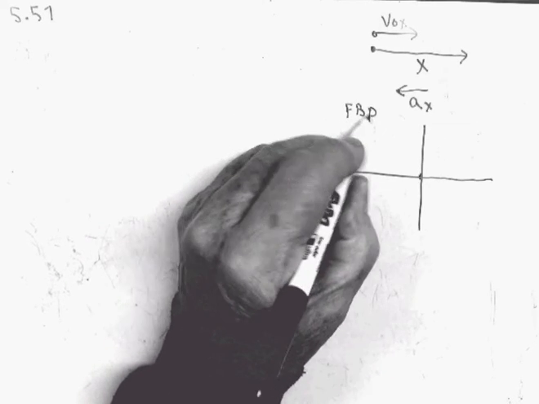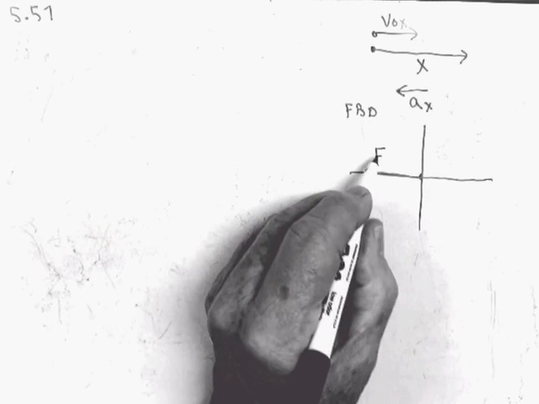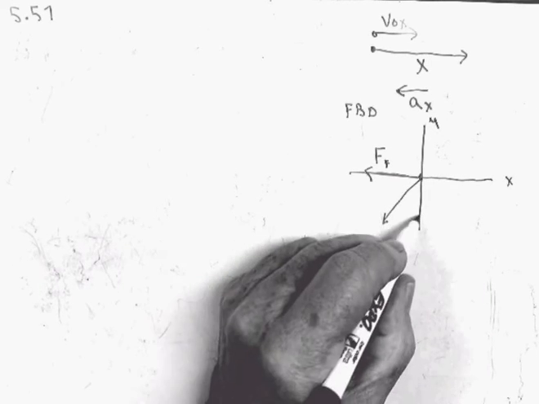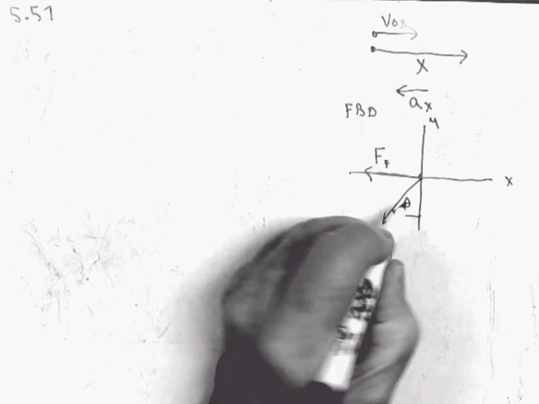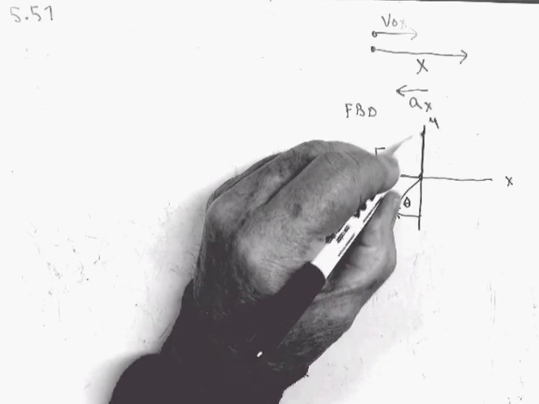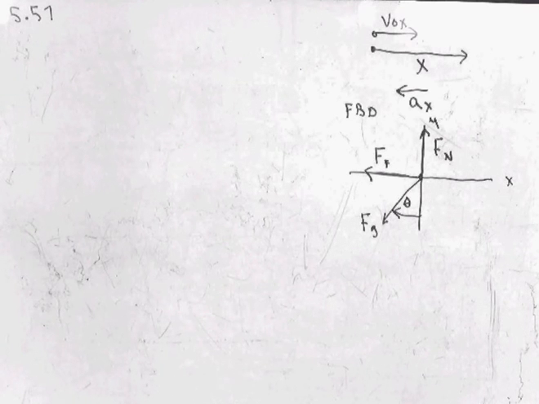Free body diagram, in which the force of friction is along the x-axis, and the force of gravity is at an angle theta with respect to the y-axis. And then we have a normal force, Fn. So there's the free body diagram of this mass as it travels up the incline.